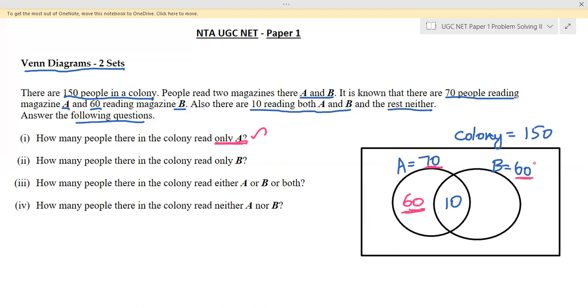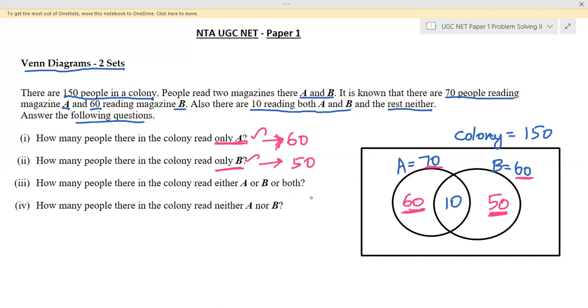Similarly, coming to the right hand side, there are totally 60 people reading magazine B. That is okay. But my question, how many people here are reading only magazine B? Then your answer would be 60 minus this 10. If I do that, I'll be getting 50. Those 50 people will come here in this region. So there are 50 people who are reading only magazine B. By the way, we got the answer for the first two questions. The first one, the answer is 60 people reading only magazine A, and there are 50 people reading only B.